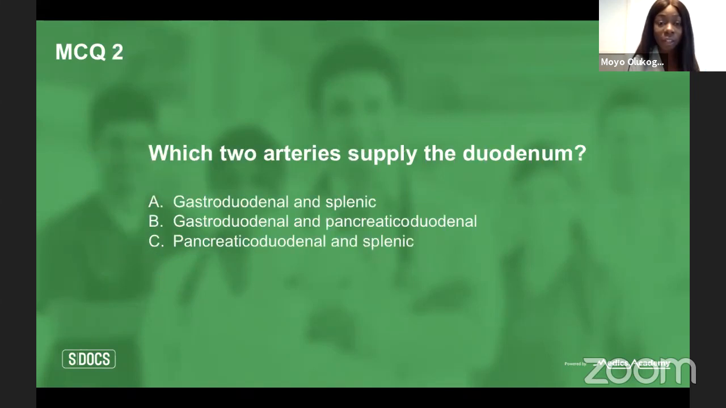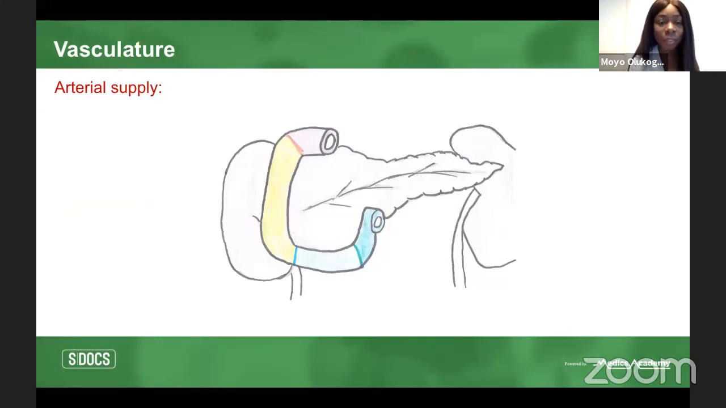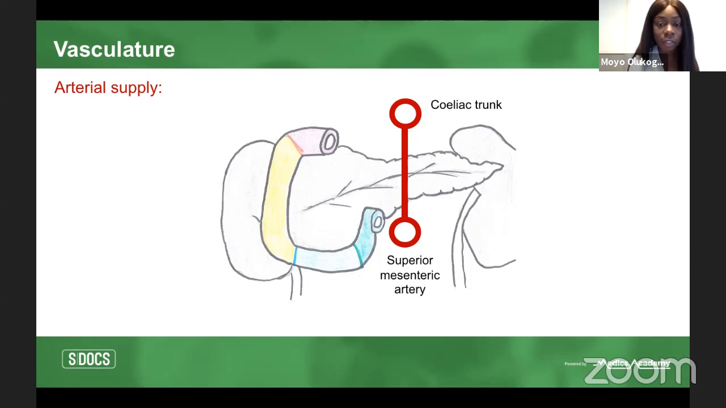Time for a second MCQ. Which 2 arteries supply the duodenum? A, gastroduodenal and splenic, B, gastroduodenal and pancreaticoduodenal, or C, pancreaticoduodenal and splenic? Have a think and we'll find out. So let's begin to see which arteries supply the duodenum. Coming off the abdominal aorta, we have 2 main trunks, the celiac trunk and the superior mesenteric artery. These give off different branches which supply the duodenum. So let's begin at the celiac trunk.